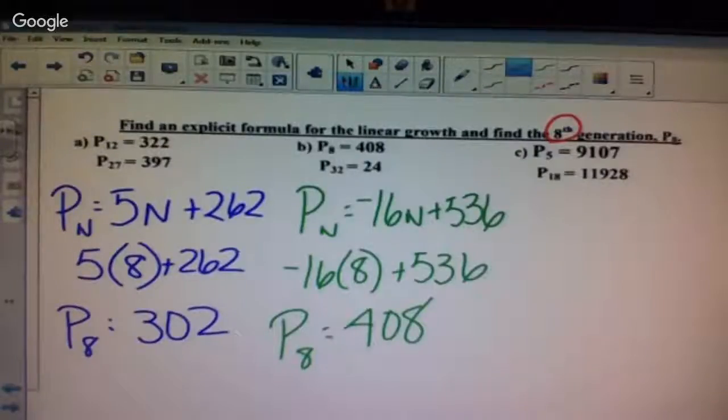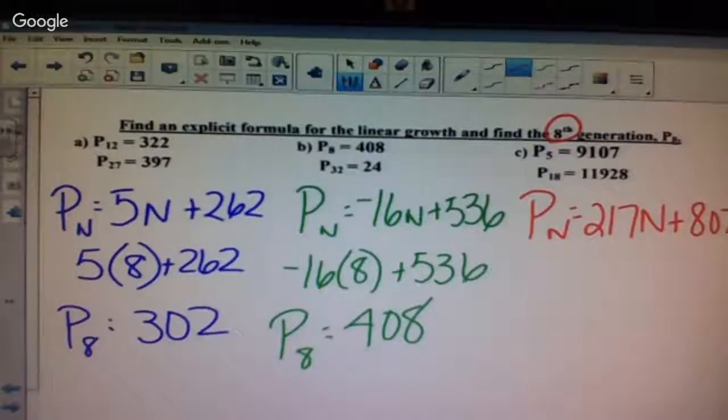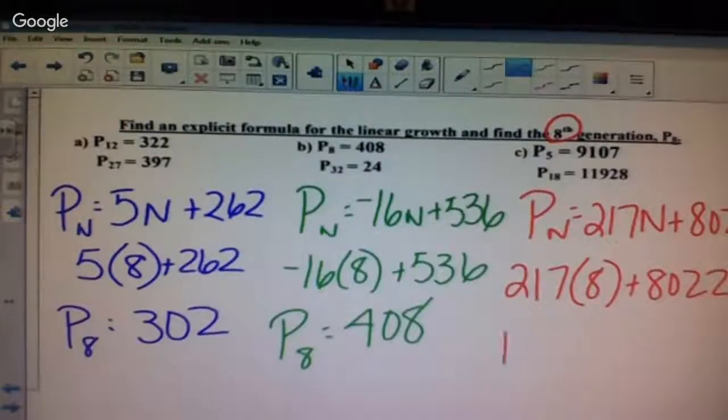Let's see. Sacramento's got his back there. Sacramento! Give me the equation for this one, friend. 217. 8,022. So then when I plug in 8, I get 9,758.